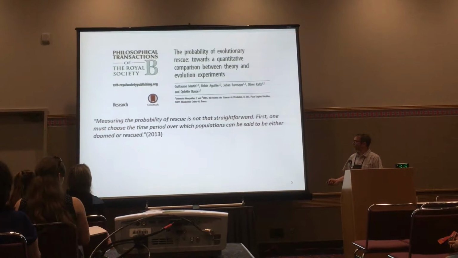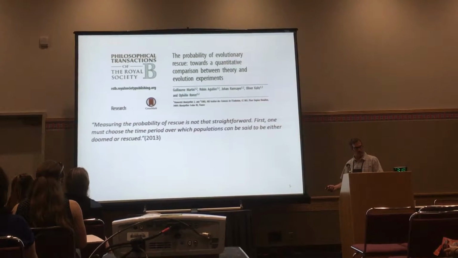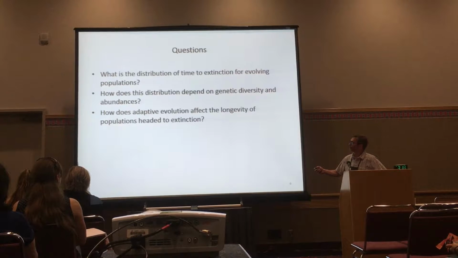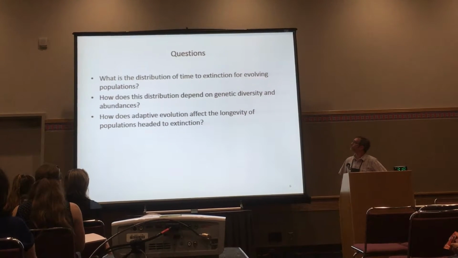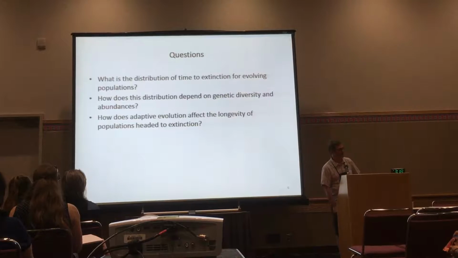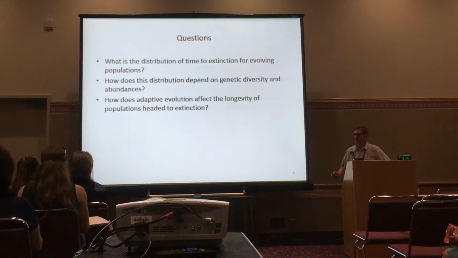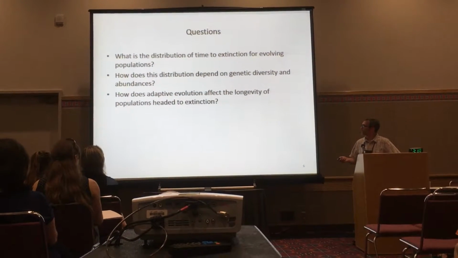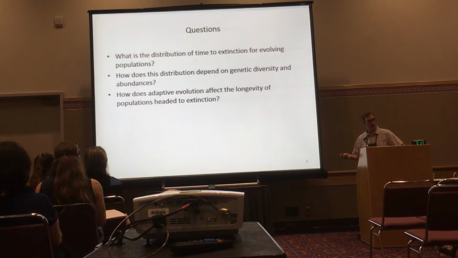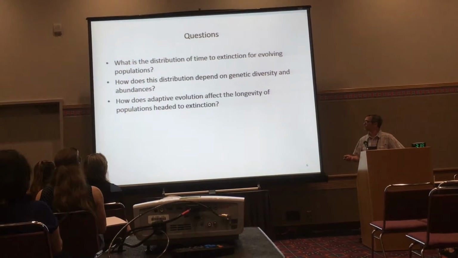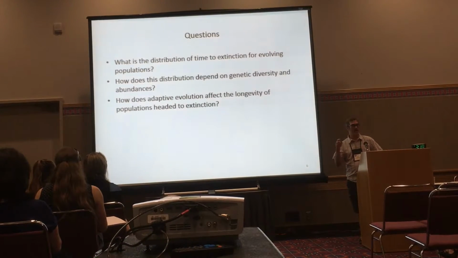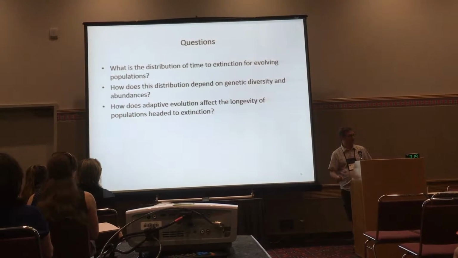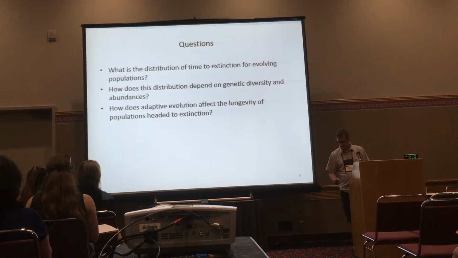So in order to take a look at this general issue as well as this practical issue, our goal is to determine the distribution of time to extinction for evolving populations. What is that? And then we use that distribution to look at how it depends on genetic diversity as well as abundances, and finally looked at the question of how does adaptive evolution affect the longevity of populations that are headed to extinction. Okay, so nobody's going to survive this, but how does evolution affect how long it takes to go extinct?